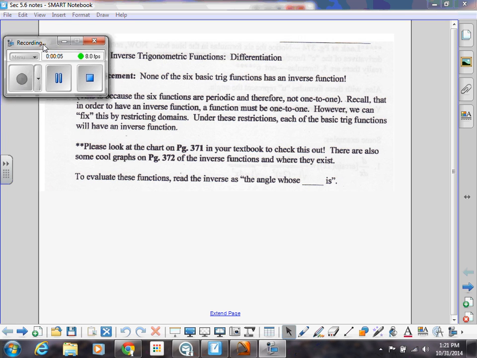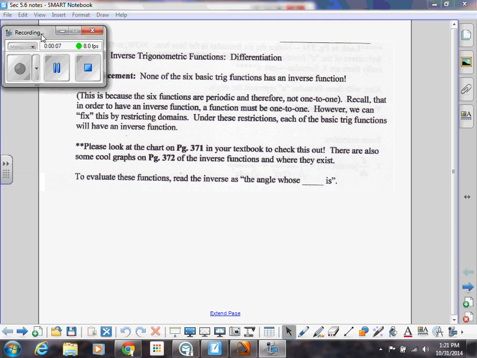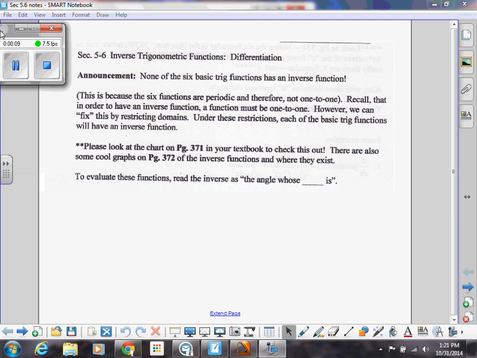Okay, so this is the 5-6 lesson on inverse trig functions, taking the derivatives. First, let's review what we know about inverse trig functions. Remember that none of the 6 basic trig functions have inverses because they're not one-to-one, correct? I don't know if you did this in trig 2 or pre-calc, but you had to restrict the domain of each of your inverse trig functions.